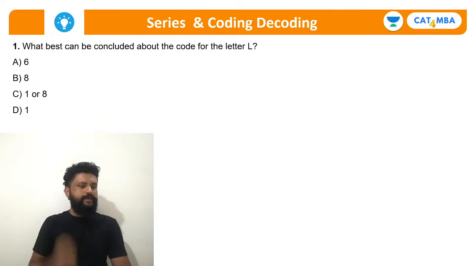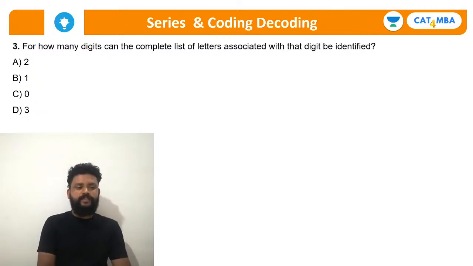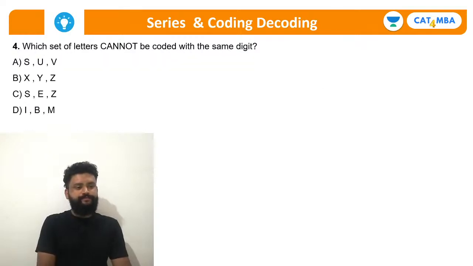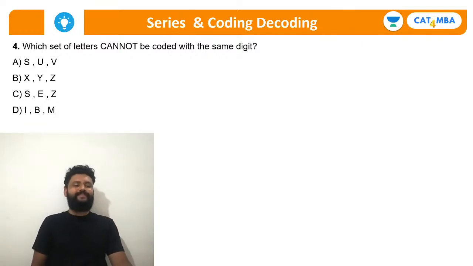What best can be concluded about the code for the letter L? Then here's the second question. What best can be concluded about the code for the letter B? Any answer, Nicole? Have you tried it? The third question is for how many digits can the complete list of the letters associated with that digit be identified? Then, which set of letters cannot be coded with the same digit?